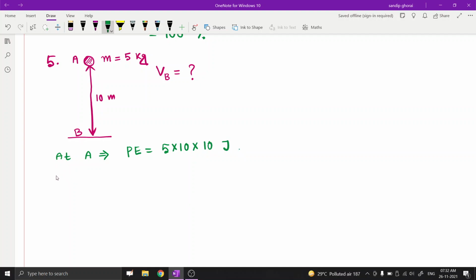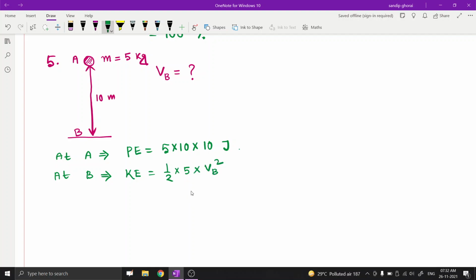And at point B, when the body comes to point B, there is no height from the ground surface. That means potential energy is 0, and we get totally kinetic energy, that is equal to half into m, means 5, into vb square.